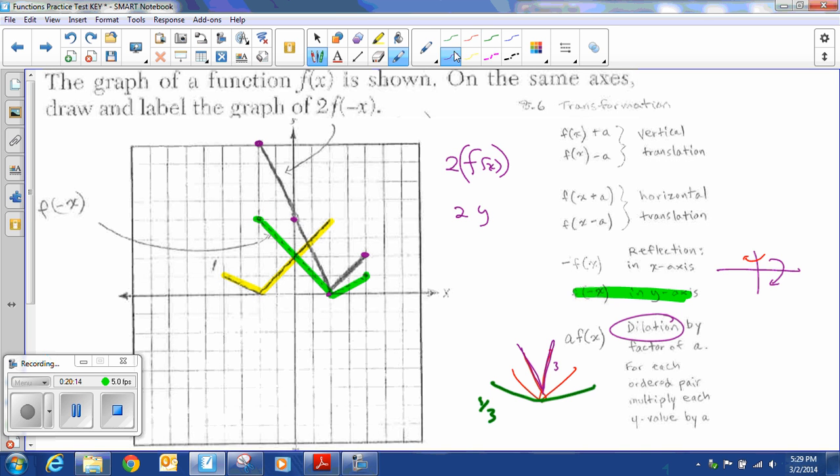And ladies and gentlemen, this is why this function looks like a straight line.